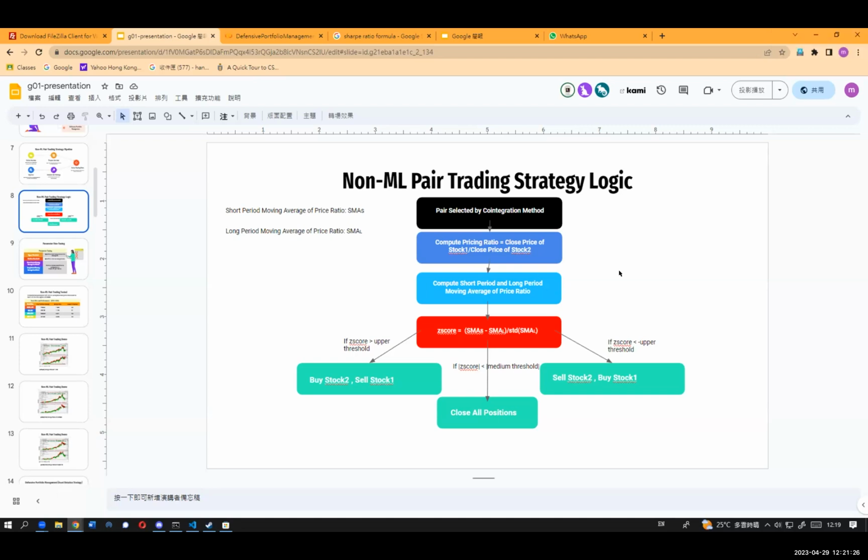Yes, so which two stocks are we actually taking into account? Yeah, so basically we determine. Can I answer? Okay, anyone?